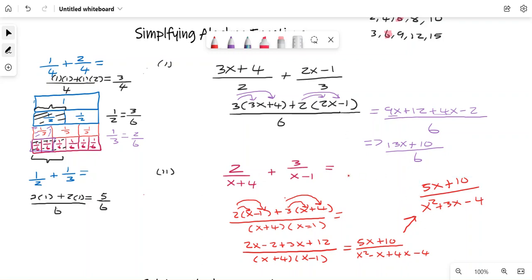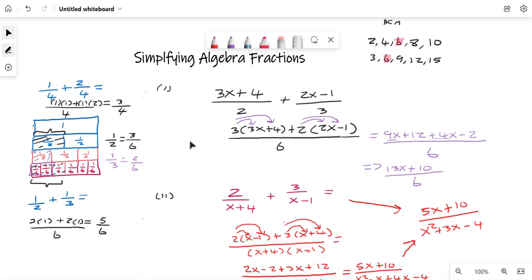Okay. So that is simplifying algebra expressions by adding them together. We use exactly the same process we use when we are adding normal fractions together, and it's just the same process that we use when we're adding algebra fractions together.